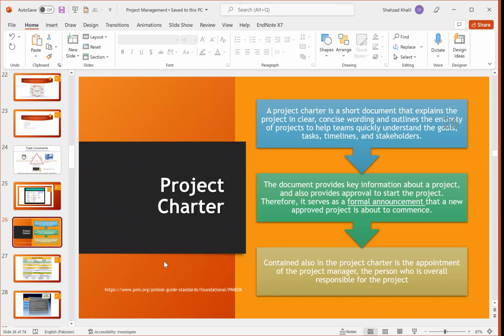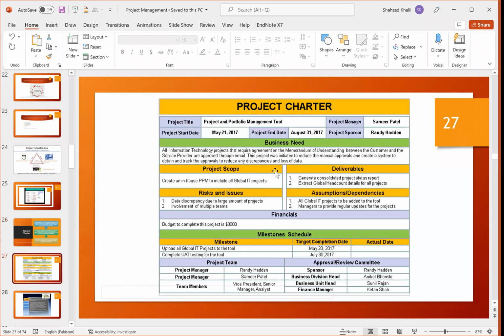Contained also in the project charter is the appointment of the project manager, the person who is overall responsible for the project. It is a picture of the project charter. You can see the project title is there, project manager, sponsor, start date, project end date, then the business need, what is the scope, deliverables, risks and issues, assumptions and dependencies, then the financials, milestone schedule, milestone date, completion date or the actual date, then the project team and approval review committee. So it is the project charter. It has all the related information in it.